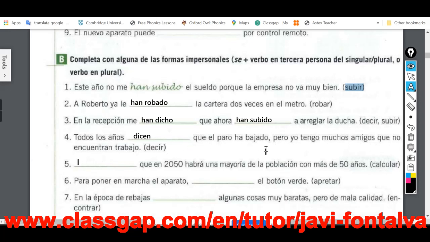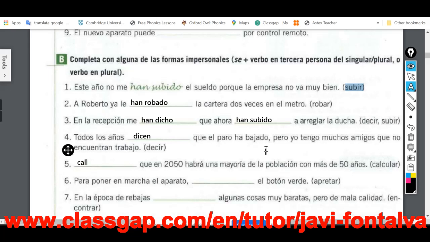Cinco. Okay, so here it is 2050. So this is future, right? No, actually, it's not future. It's more like present. Calculo is I calculate. Here we talk about prediction, yeah? So when we talk about prediction, we predict, so it is calculando.